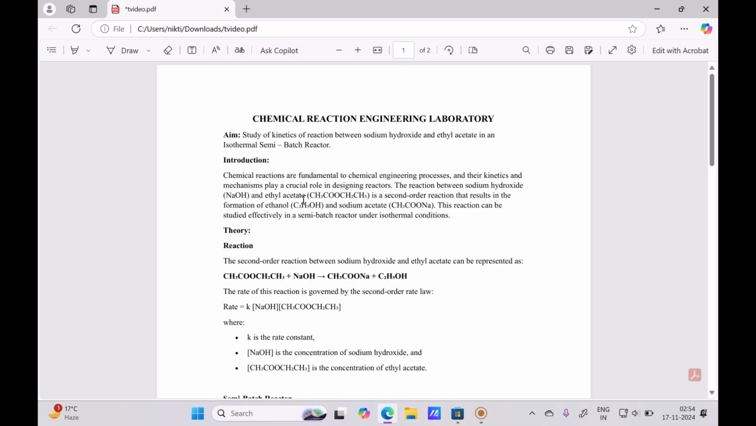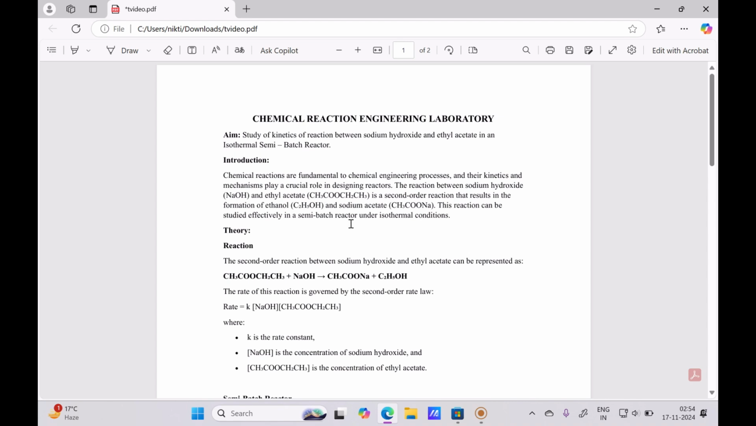Hello everyone, my name is Nikhil Tiwari and this video is regarding the experiment of isothermal semi-batch reactor which we performed at the CRE laboratory. Now this section of the video will cover the introduction and theory part for a second order reaction carried out in an isothermal semi-batch reactor.